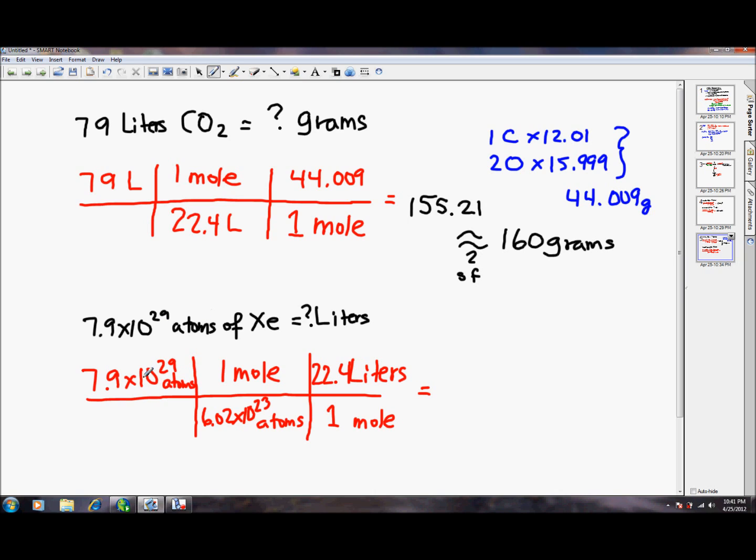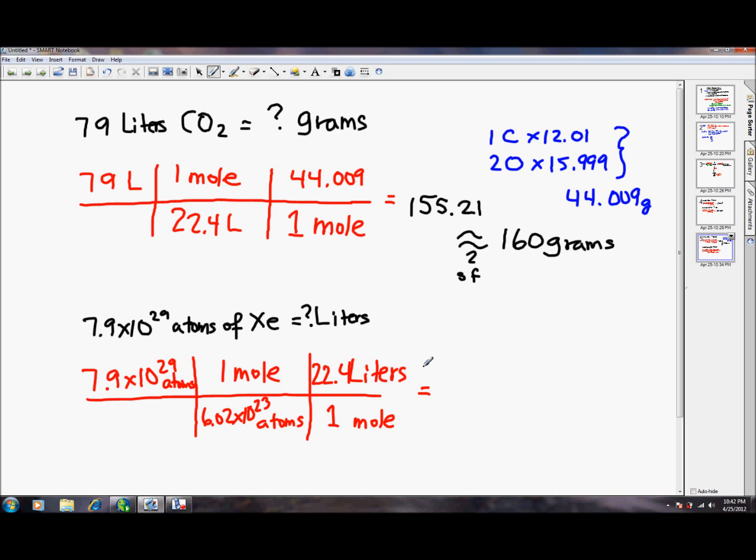Now, please note that I didn't need molar mass. Why didn't I need molar mass? Because grams doesn't appear anywhere in the problem. So I'm going to take 7.9 times 10 to the 29 times 22.4 and divide that answer by 6.02 times 10 to the 23. So 7.9 E29 times 22.4 divided by 6.02 E23. It's a big answer.